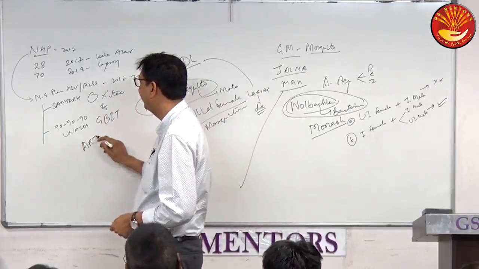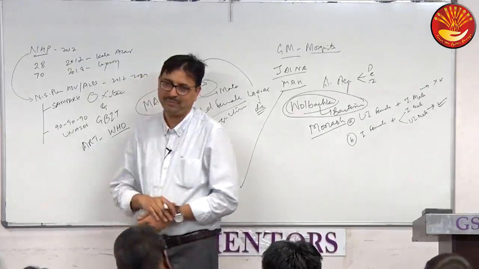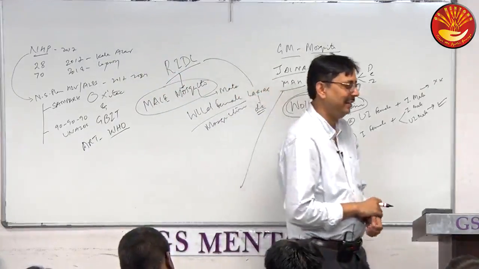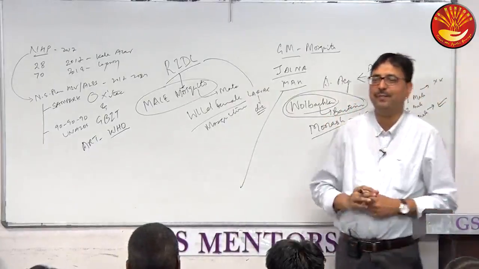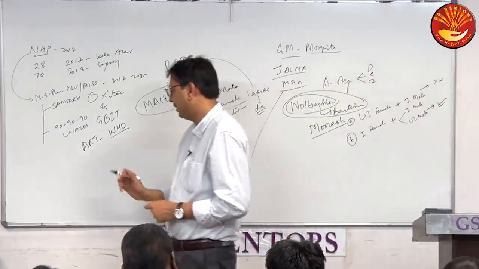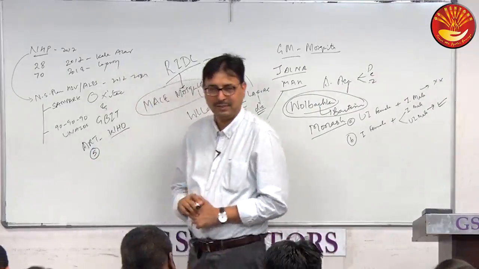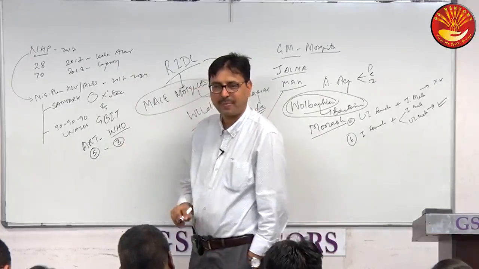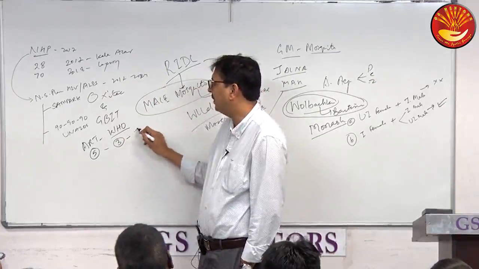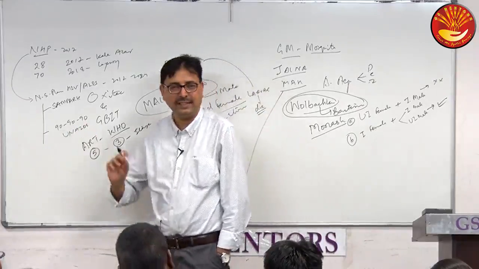ART, WHO, possible area of trapping. UNAIDS 90-90-90. Okay. Now, how many drugs in ART? 5. Out of that, a combination of 3 is given, depending upon the infection stage. Now come to 90-90-90.